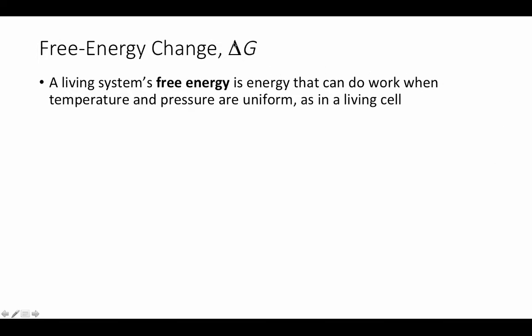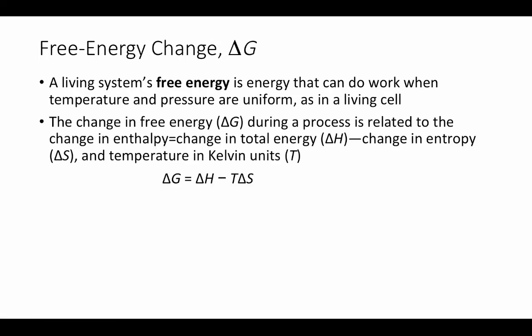So the Greek letter delta expresses a change from before something happens to after something happens, and that is general through the sciences. So delta G is the symbol for the change in free energy. G is a symbol that just indicates free energy. A living system's free energy is energy that can do work when temperature and pressure are uniform, as in a living cell.